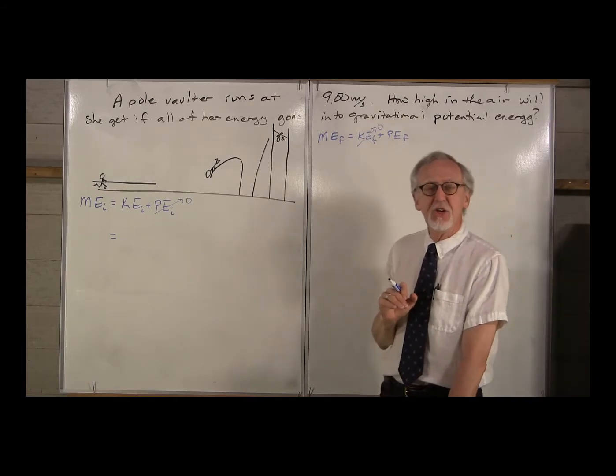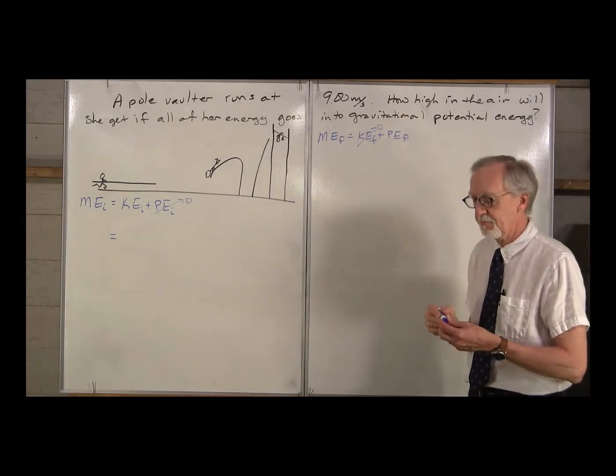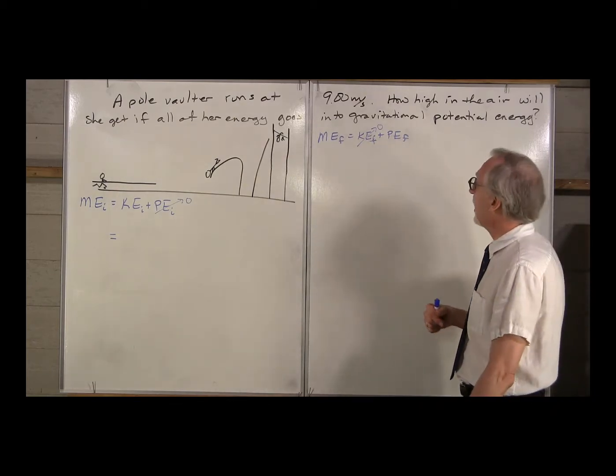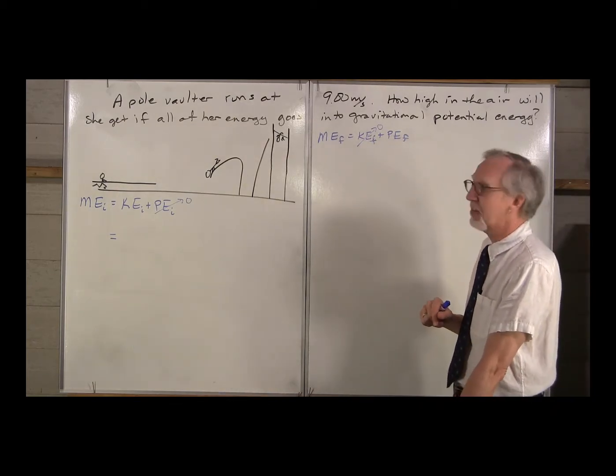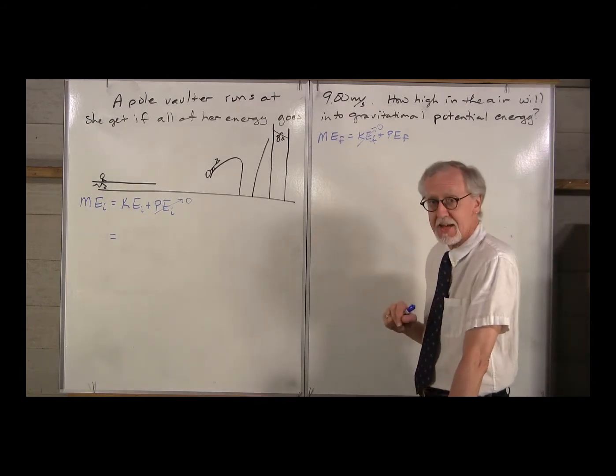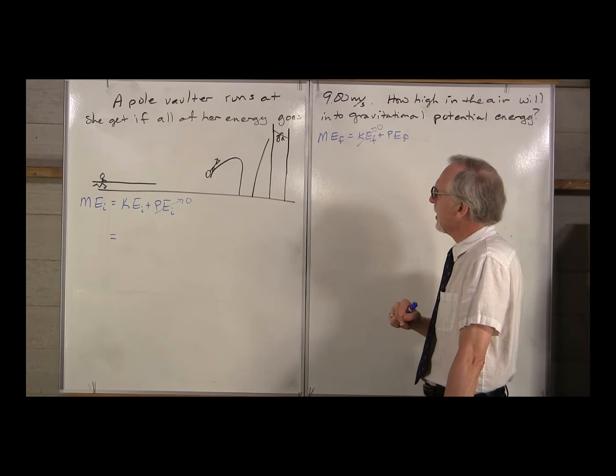So the only energy she ends up with is her final potential. So, some approximations, but it'll give us a relatively good idea of how high she's going to get. Once again, we're going to need her mass. What mass should we put in here?